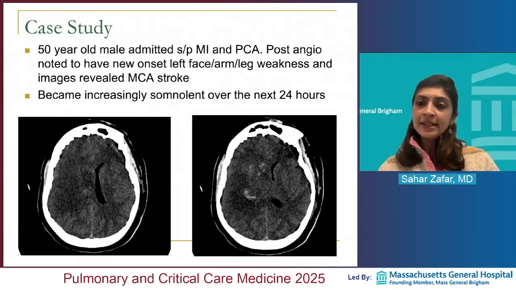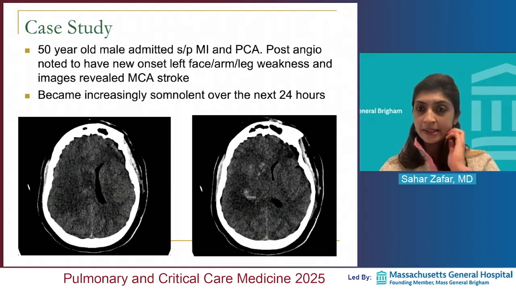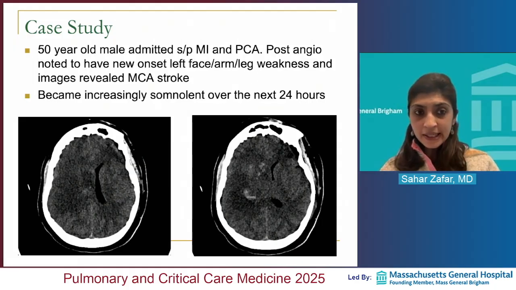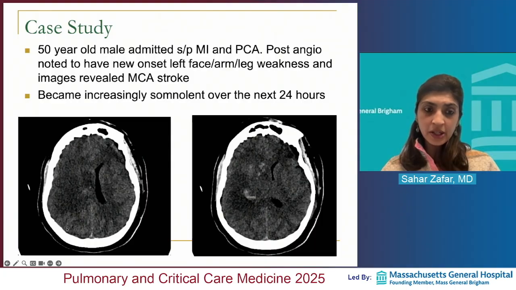And then, just in the last few minutes, I have two case studies. One is of a 50-year-old male admitted after an MI, has a PCA, and post-angio is found to have left-sided weakness, and images show a stroke. Over the next 24 hours, the patient becomes increasingly somnolent. You can see here there's a CT scan. We see a right MCA distribution stroke over here with some mass effect.